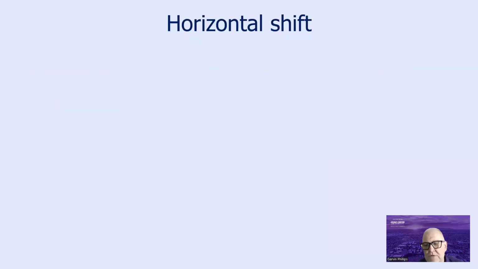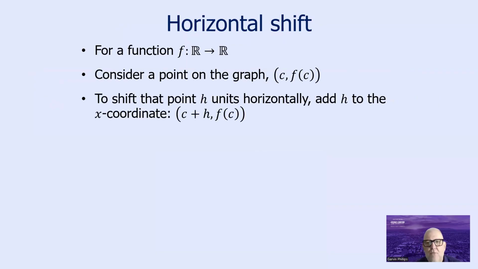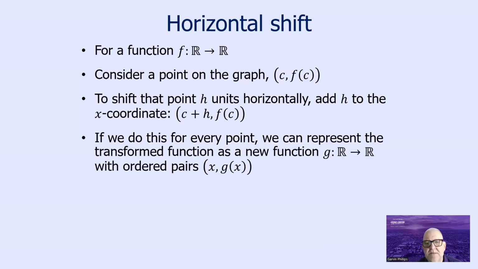We also have other shifts too. So let's talk about horizontal shifts first. This is for a function on the reals, from real numbers to real numbers. We want to consider a point on the graph, say c and f of c. If we want to shift it horizontally, left or right, we add h units horizontally to our x coordinate: c plus h, and then wherever f of c was will stay there.